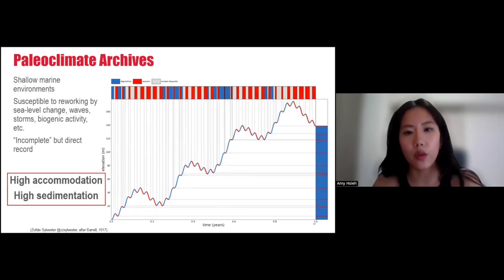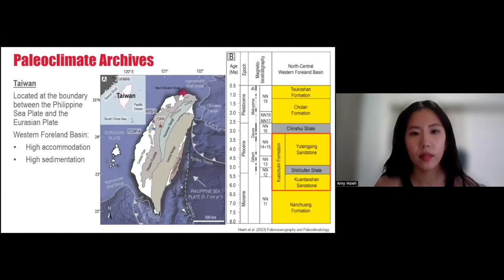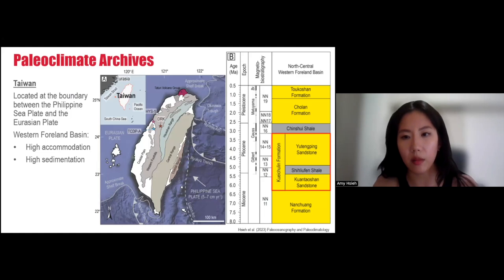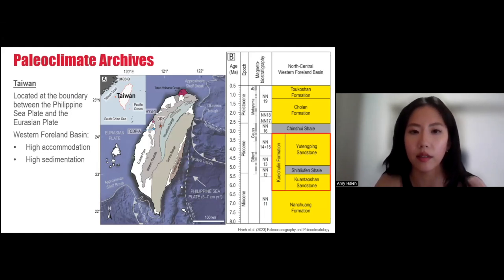And the only way to overcome these gaps in the record is if the basin accommodation space and sedimentation rates are sufficiently high. And a setting that meets both the criteria of being high accommodation, high sedimentation is the Western Foreland Basin of Taiwan.